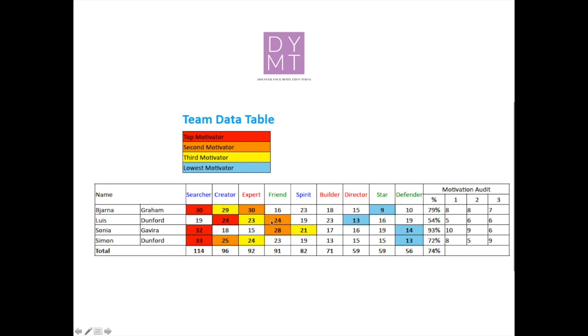But here you see the total score of 74% for motivation. You see from top to bottom the motivators in order, so the highest being searcher and the lowest being defender, and you can see the scores. Then it's also color coded, so you can see that 4 of us share the top motivator, and Luis, who's my son, has a different top motivator and a different lowest motivator to everybody else.